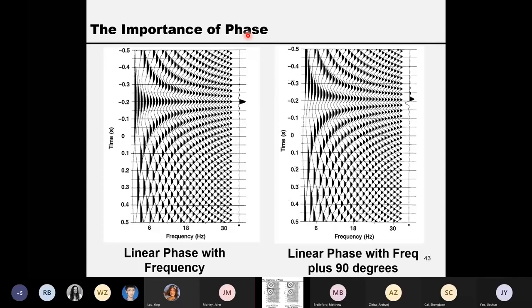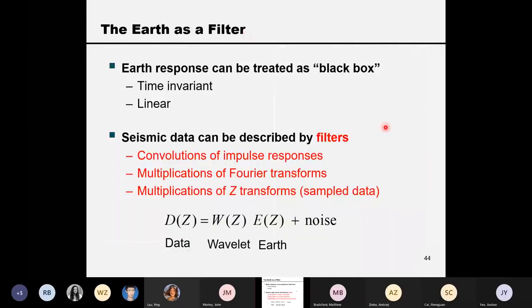Okay. So now let's talk about, we're already talking about frequency and the phase. I think let's finish a few more slides before we have a break.